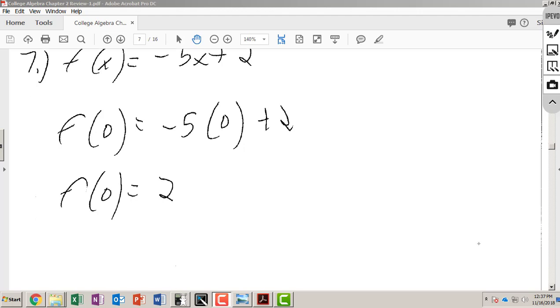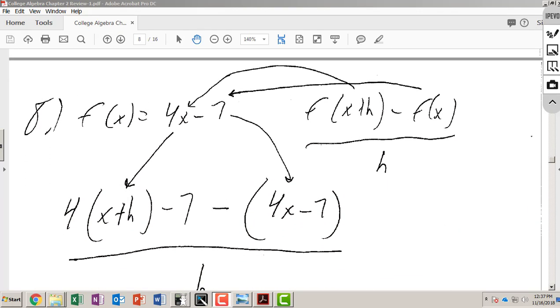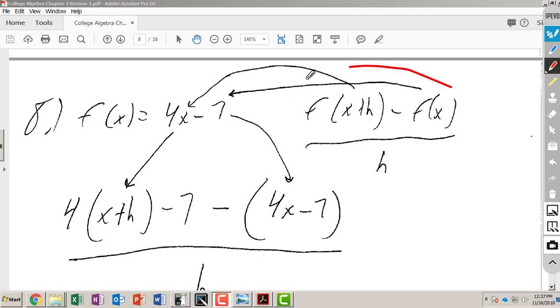On the next problem, on number 8, they give us this function. It says that f of x equals 4x minus 7. It says to find and simplify the difference quotient, f of x plus h minus f of x all over h, and h cannot equal 0 for the given function. So remember, as you look at this entire thing, you've got 2 parts to it. So remember, we can substitute in equations. So that's the first part.